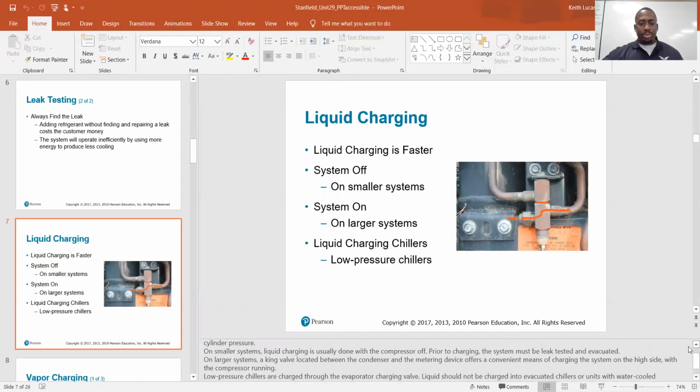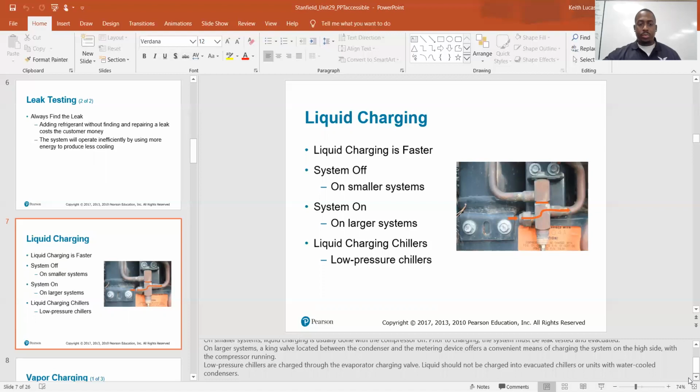On larger systems, a king valve located between the condenser and the metering device offers a convenient means of charging the system on the high side with the compressor running. Low pressure chillers are charged through the evaporator charging valve. Liquid should not be charged into evacuated chillers or units with water-cooled condensers.